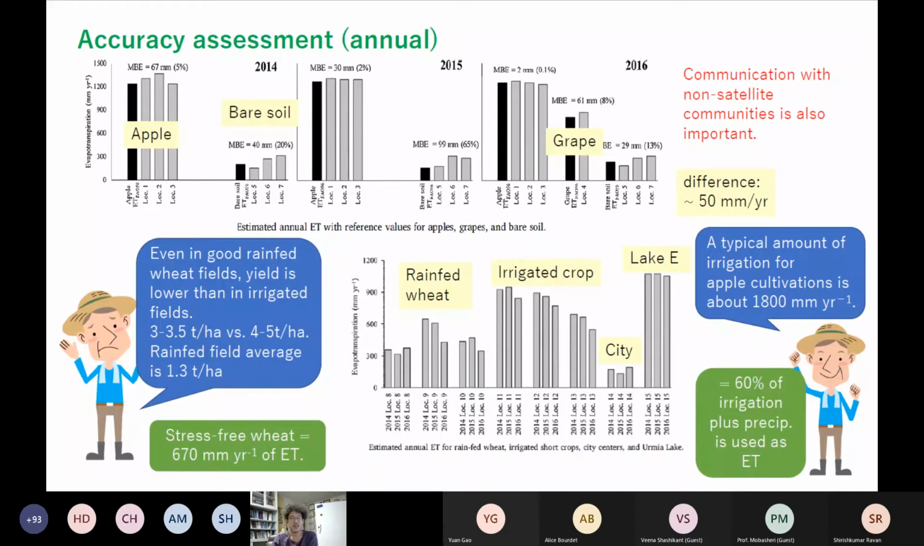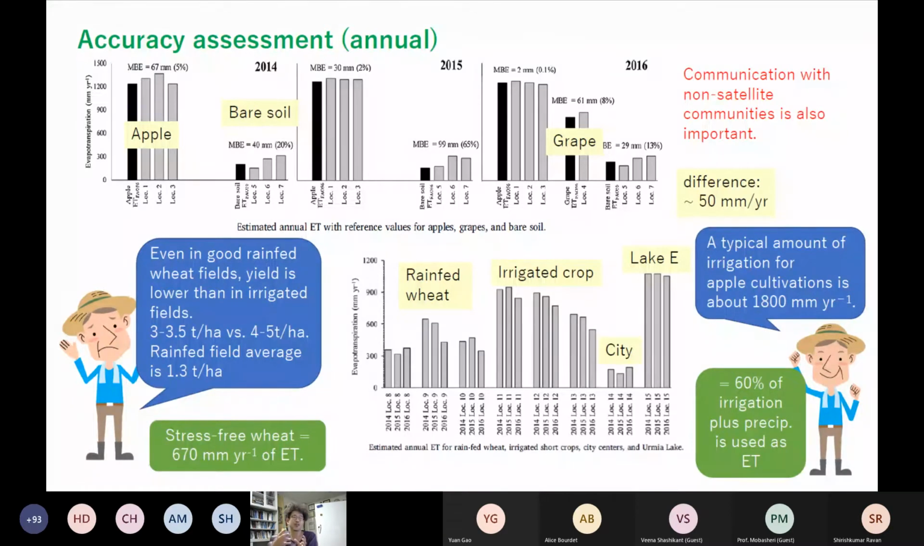For example, in this case, from the field surveys, a typical amount of irrigation for apple cultivation is about 1,800 millimeters. And the apple field has rainfall also, so more than 2,000 millimeters per year is supplied to the apple field. According to our result, the estimated evapotranspiration for those apple fields is about 1,200 to 1,300 millimeters, which means about 60% of irrigation plus precipitation is used as evapotranspiration. 40% goes to drainage or groundwater recharge, seepage, or percolation. And this is quite a reasonable value for their irrigation style.